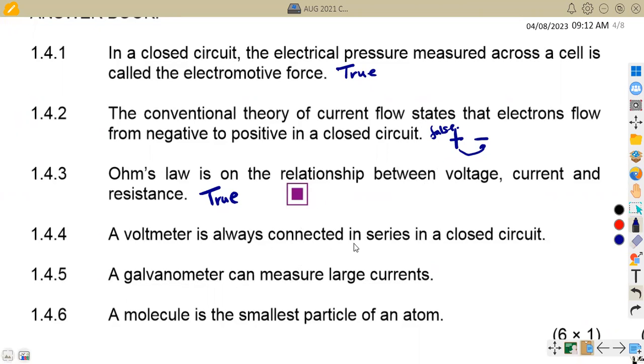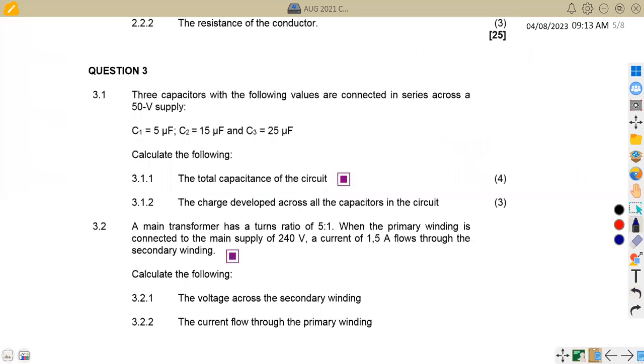A voltmeter is always connected in series in a closed circuit. This is actually false. In order for you to measure voltage, you connect the voltmeter in parallel across the resistor. An ammeter is the one that is connected in series. A galvanometer can measure large currents. Oh, no. A molecule is the smallest particle of an atom. This is actually wrong in this case. It can't be. So that is what we are given in this case.